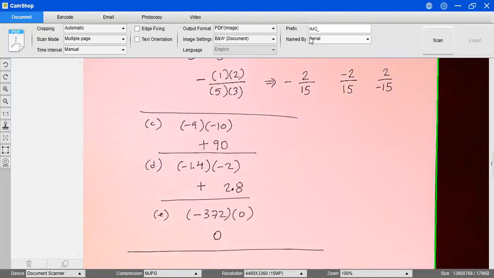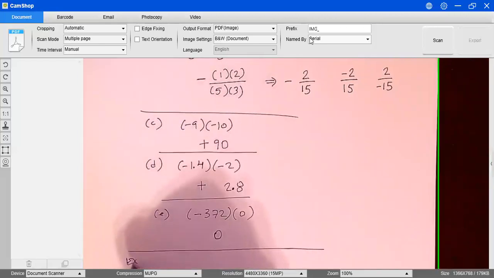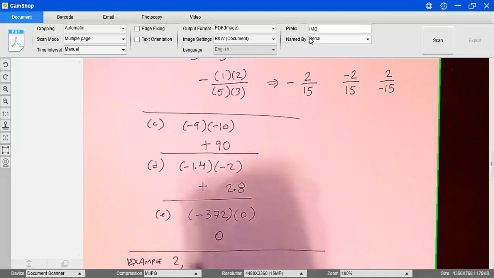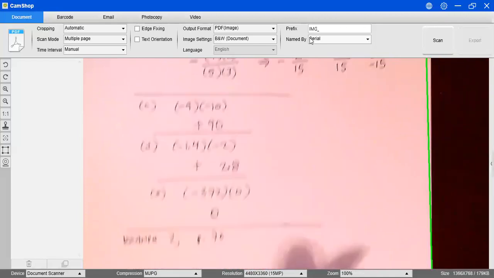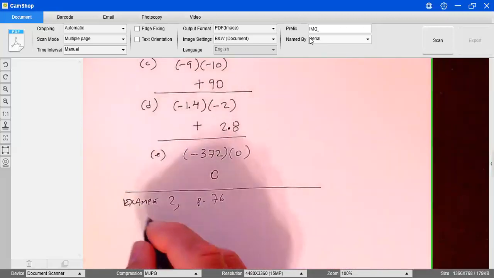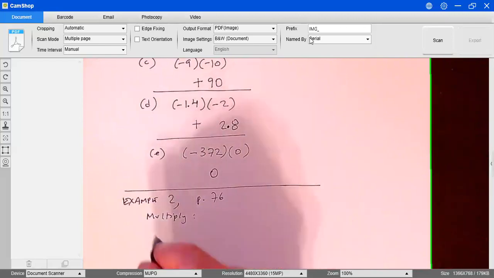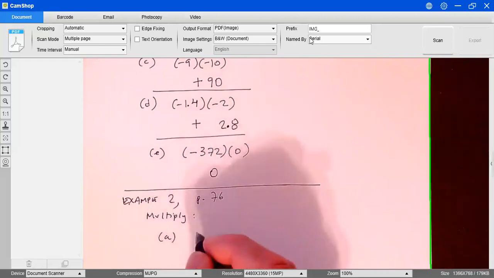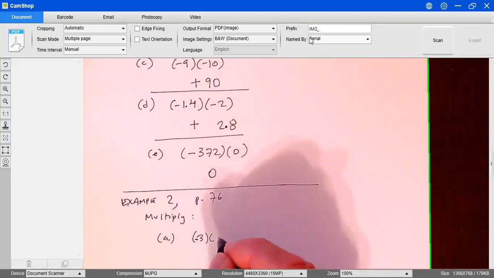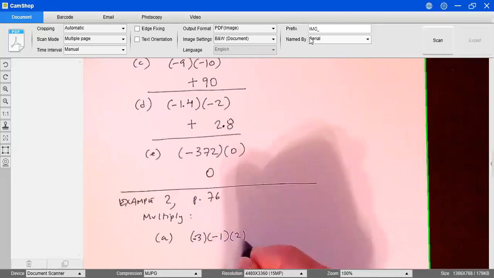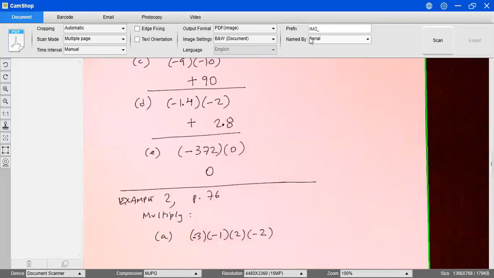So this is going to be example 2. Example 2 on page 76. So we're going to multiply again. Now our first case is negative 3, negative 1, positive 2, negative 2. So now we have several factors. So we have positive factors and negative factors.